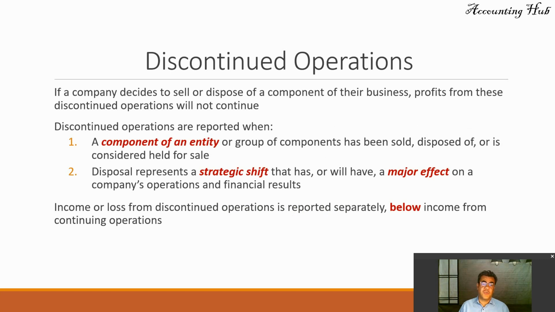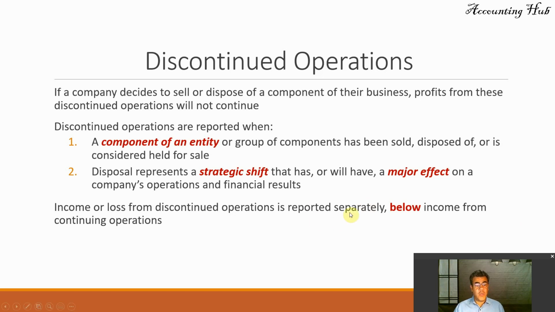If a company decides to sell or dispose of a component of their business, profits from this discontinued operation will not continue. And we report it when a component of an entity or group of components has been sold, disposed of, or is considered held for sale. And disposal represents a strategic shift that has or will have a major effect on a company's operations and financial results. How do we report it?